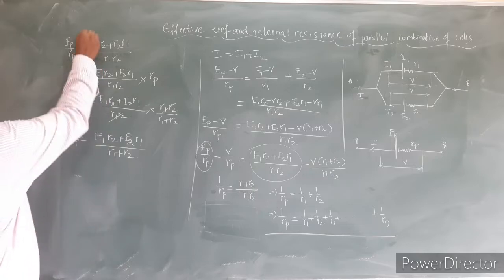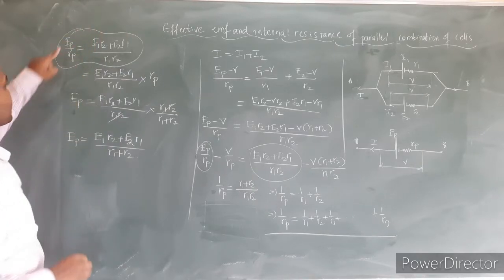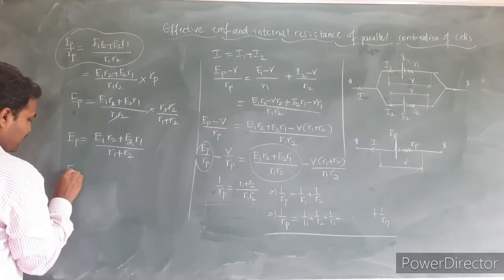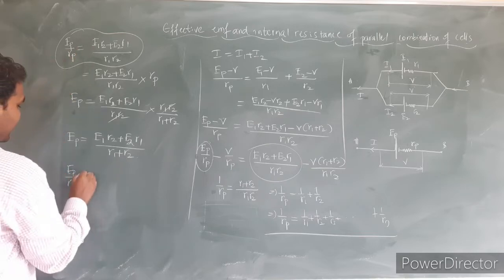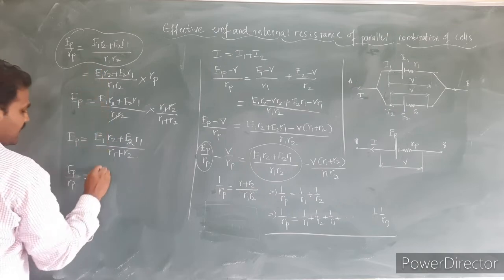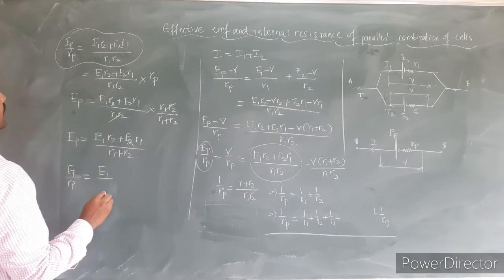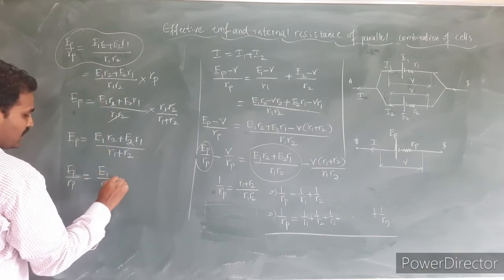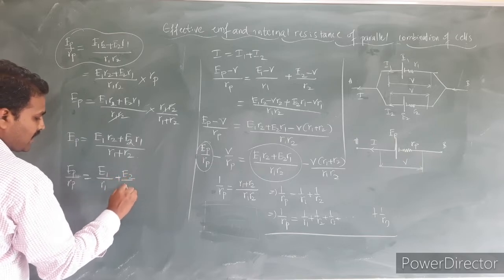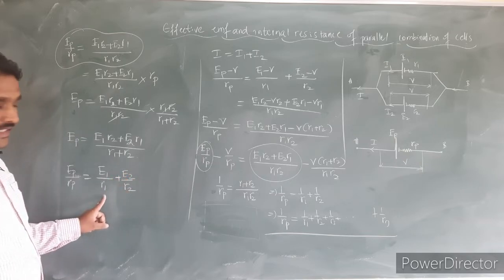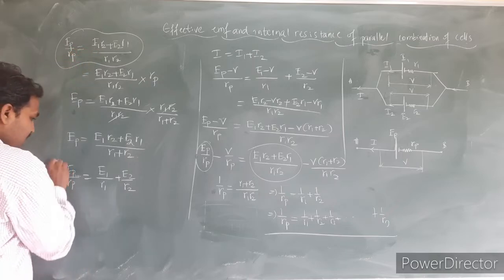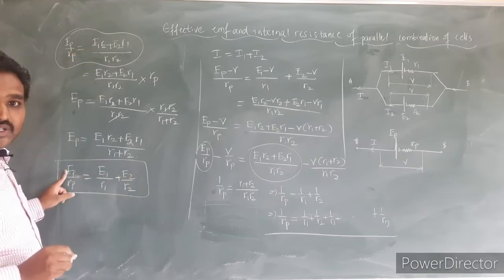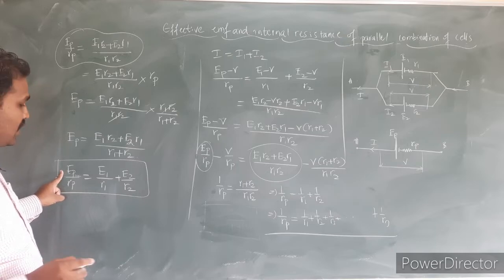Then observe this here. This equation we can also write as EP divided by Rp, by simple mathematical simplification, as E1 divided by R1 plus E2 divided by R2. If I take the LCM, again I get the same term here. Yes, this is the general expression for effective EMF of two cells.